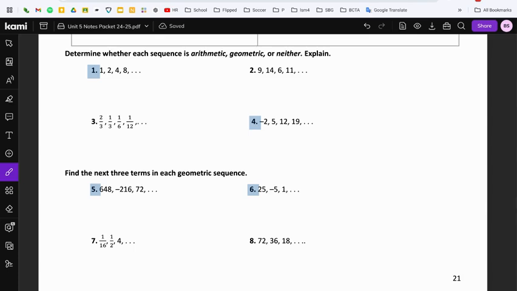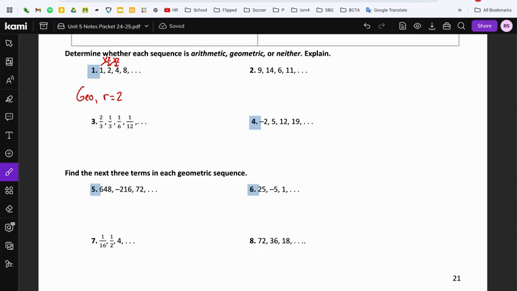So looking at some of these a little bit more basically, determining if it's arithmetic, geometric, or neither, we're looking at: are we adding, are we subtracting, are we multiplying, dividing, or is there no pattern at all? So for number 1, it's not arithmetic because I'm adding 1, I'm adding 2, so arithmetic's off the table. But instead, is this multiplication? Yeah, the pattern I'm seeing is that I'm multiplying by 2 each time. So this is geometric because my r value, my common ratio, is 2.